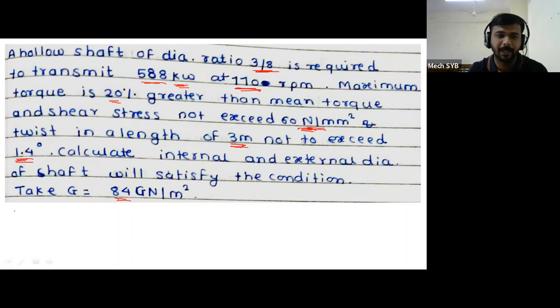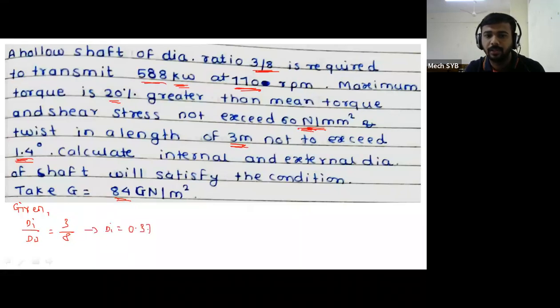So first of all, write down the given parameters along with me. See, di upon do is equal to 3 by 8. Therefore, di is equal to 0.375 into do. Then power is given: 588 kilowatt. So 588 into 10 raised to 3 watt. N is given: 110 rpm.